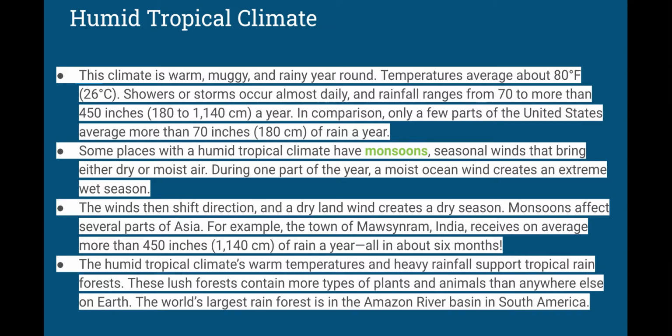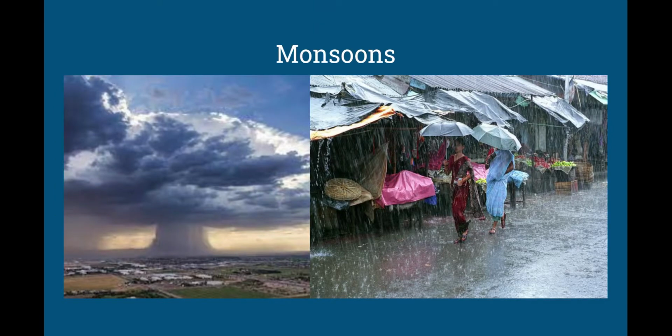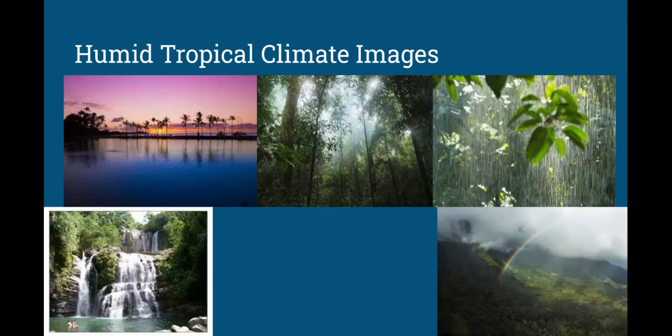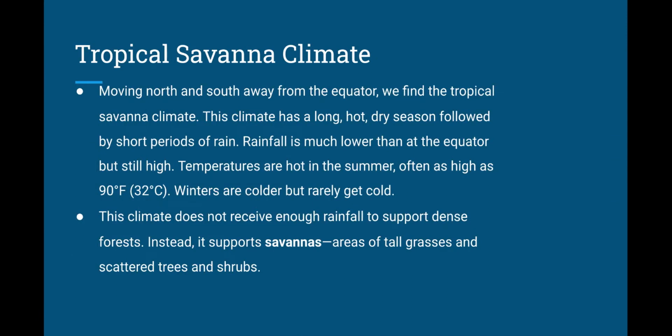The humid tropical climate's warm temperatures and heavy rainfall support tropical rainforests. These lush forests contain more types of plants and animals than anywhere else in the world. The world's largest rainforest is in the Amazon basin in South America. Here are pictures of monsoons. Here are humid tropical climate images.